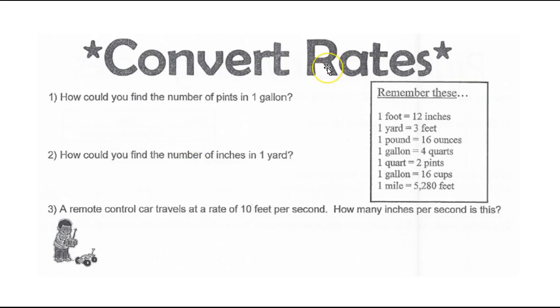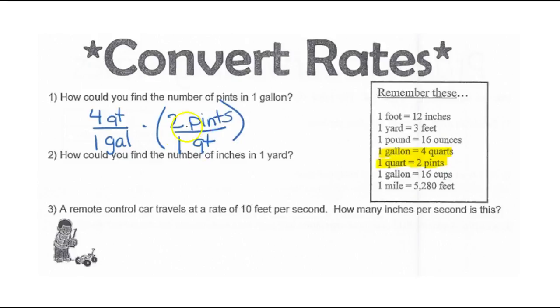Take out your Convert Rates worksheet. Number 1 says, how could you find the number of pints in 1 gallon? We have a little key over here. We have that there's 4 quarts in a gallon and 1 quart is 2 pints. So to convert gallons to pints, we can set up a ratio saying that there's 4 quarts in 1 gallon. I'm just using the abbreviations. And then I can multiply this by the 2 pints that are in 1 quart.